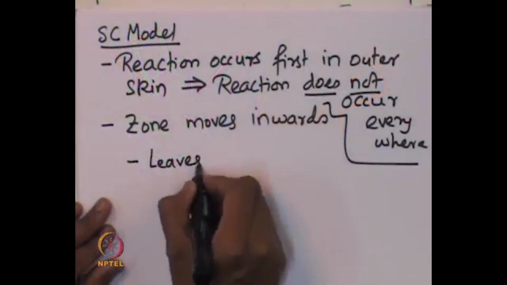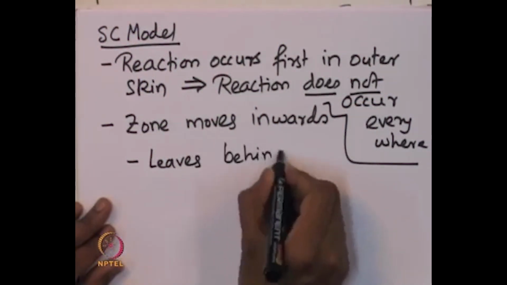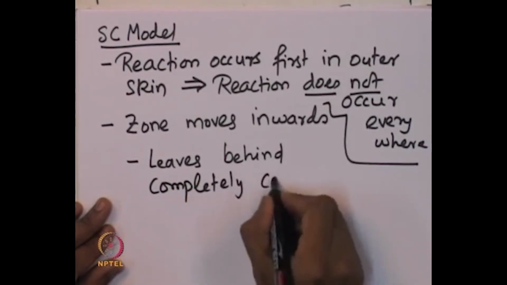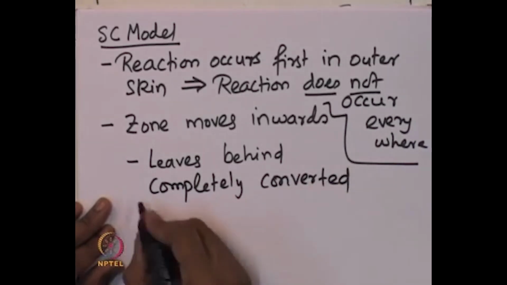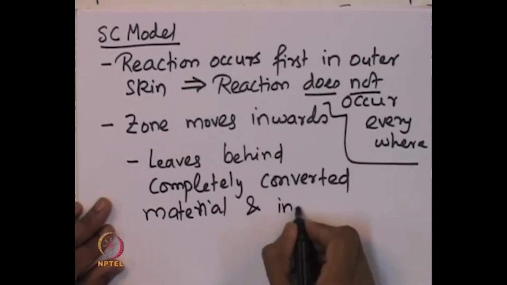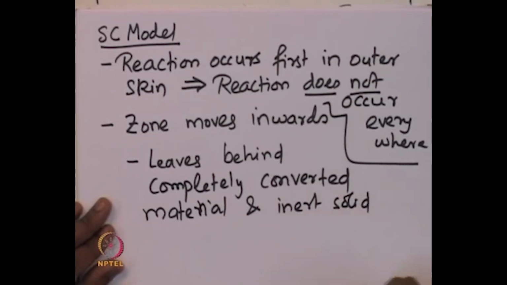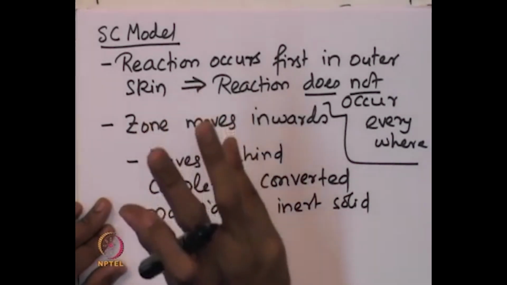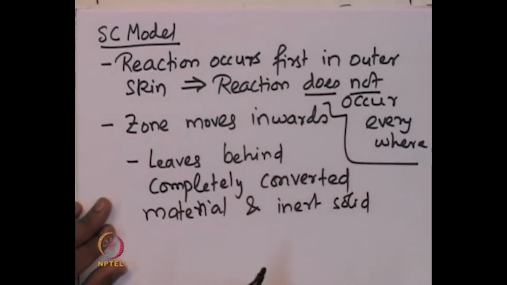And then, as the reaction zone moves inside, it leaves behind the completely converted material, and also some of the inert solids which may already be present in the solid core. The converted products are now assumed to stick back into the solid core, and whatever inert solid is unreacted also sticks back in the solid core.